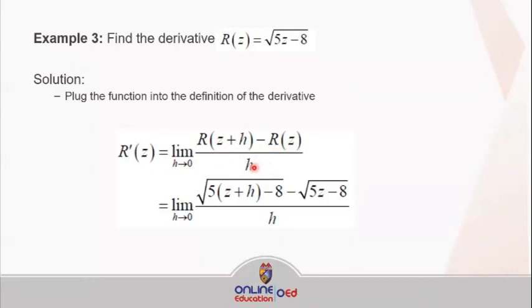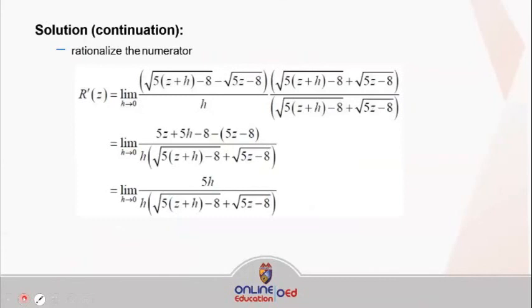So gagamitin na natin itong problem natin. We have here the limit where h is approaching 0. We have yung square root of 5 multiplied by z plus h minus 8 minus yung r of z natin, which is the square root of 5z minus 8, over the h. And then since ganito yung problem natin, i-multiply natin siya both side ng numerator natin para ma-simplify natin siya. So ito yung problem natin na minultiply sa numerator.